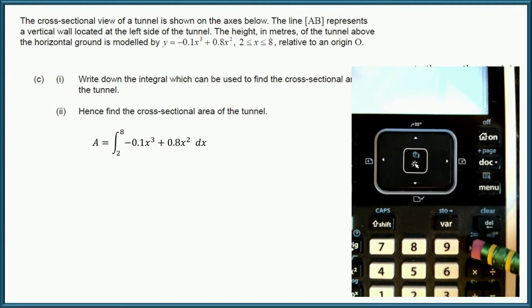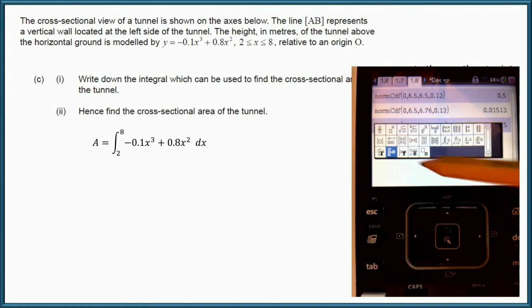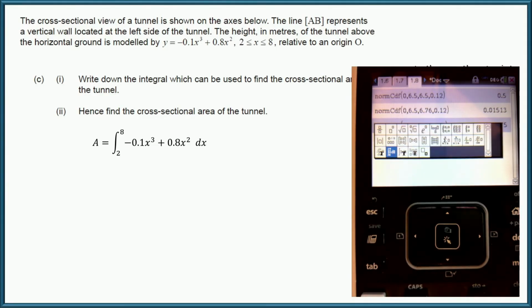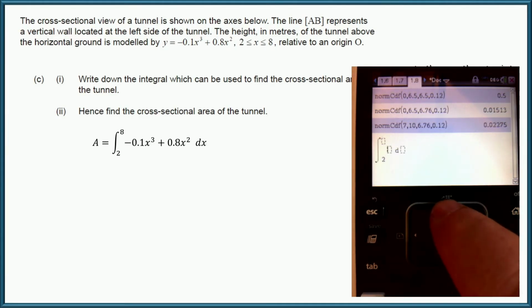I'm going to click it. Now, do you see the display? I got all of these options right here. And look at that one right there. Might be kind of hard to see, but I'm just going to hit enter. And look what I get. So now I can type in all of my numbers. So from 2 to 8.